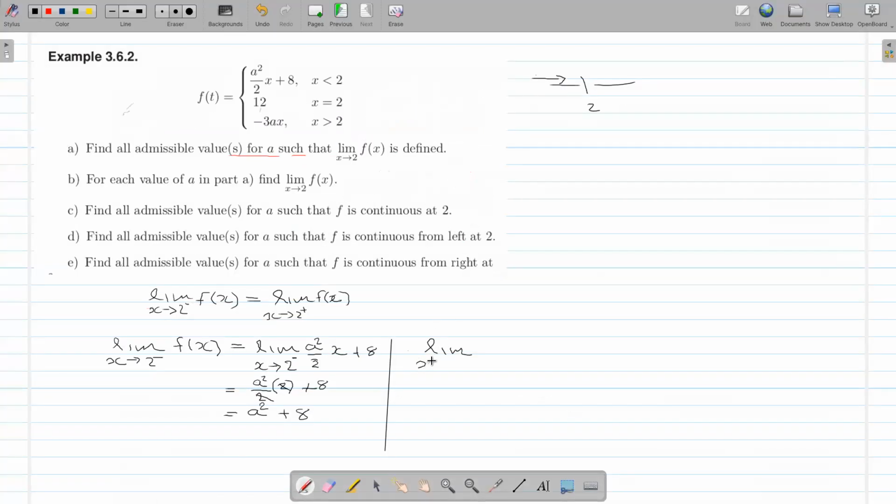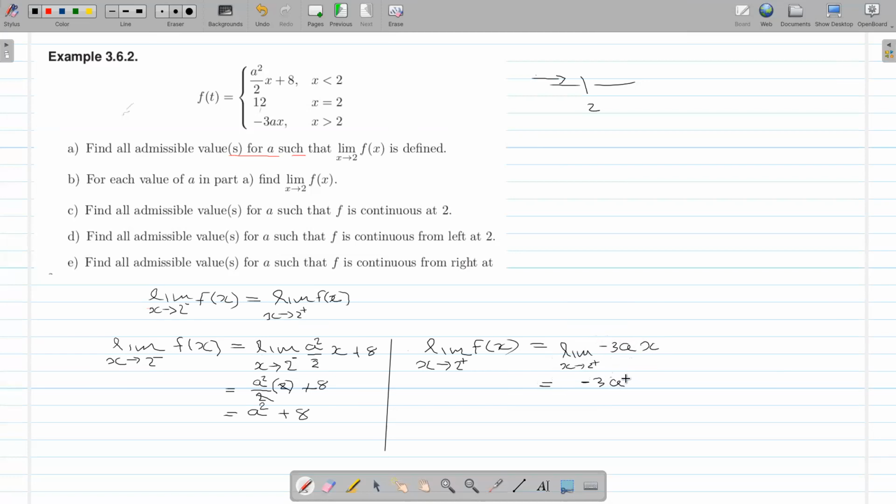Okay, good. It's a good question to ask because it can be a little confusing there, 2 plus. That means here I am getting close to 2 along values bigger than 2. Bigger than 2 means this function piece, no. So I can say the limit as x goes to 2 plus of minus 3x. Okay, so here again I plug in 2, no. So this minus sign is from here.